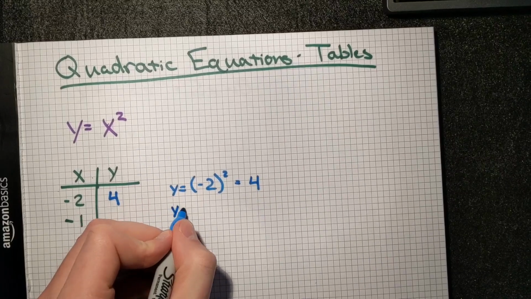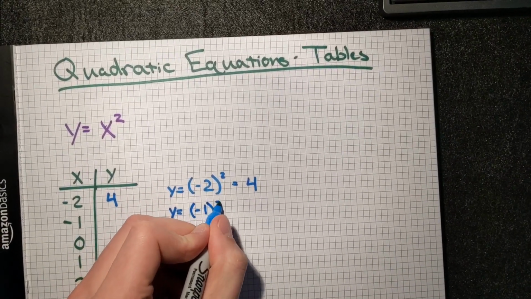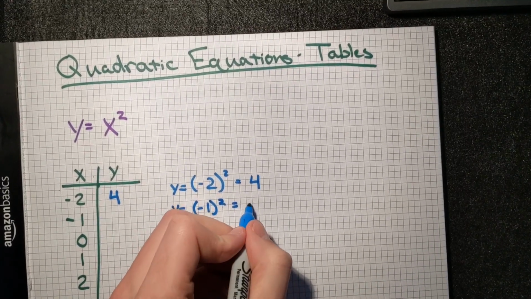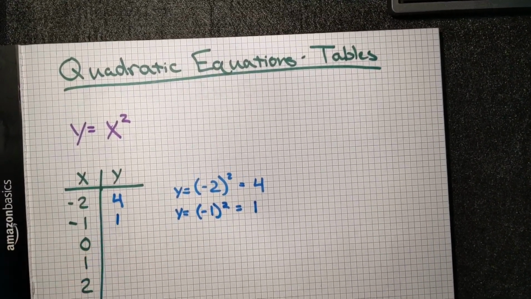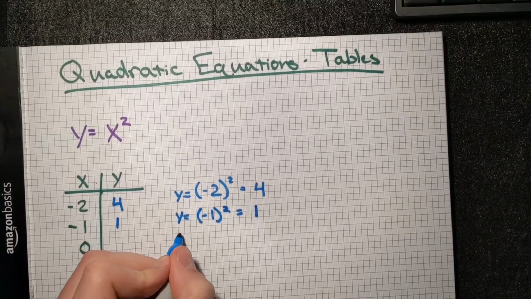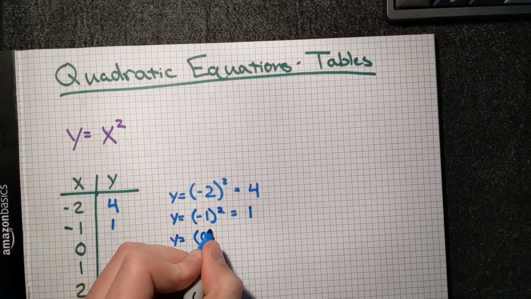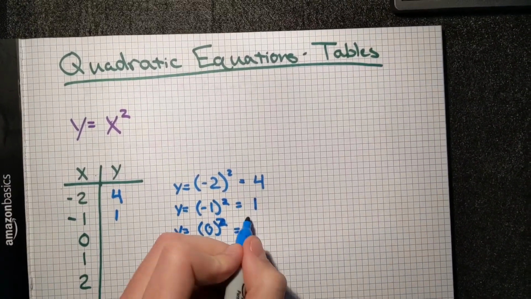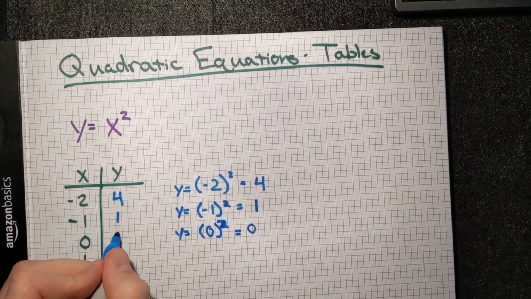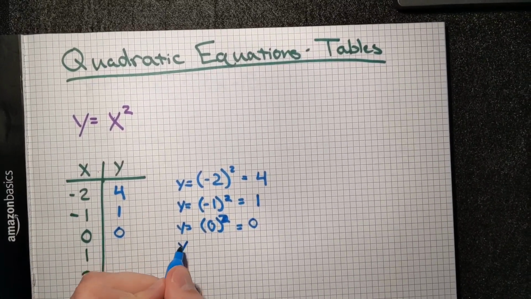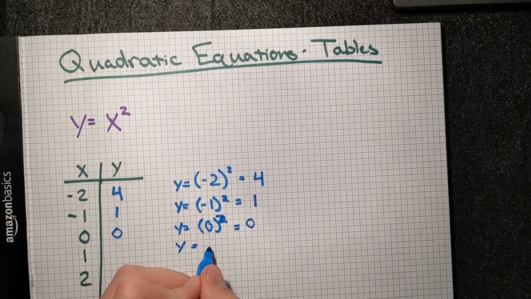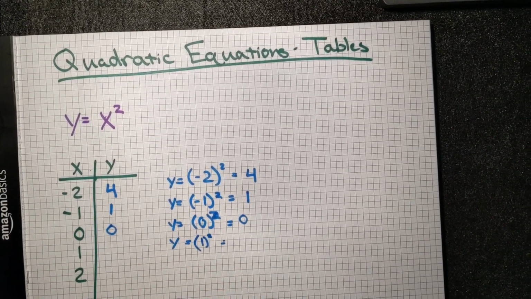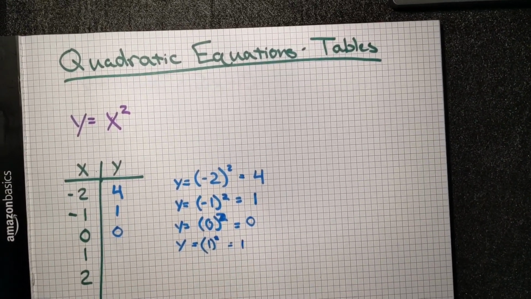The next number, y equals -1 squared. So -1 times -1, well, that's +1. So we're going to have a +1 there. Next one we get is y equals 0 squared. So that is, of course, going to give us 0. 0 times 0 is 0. You might see a trend here. y equals 1 squared. 1 times 1 is 1, so we're going to keep that.